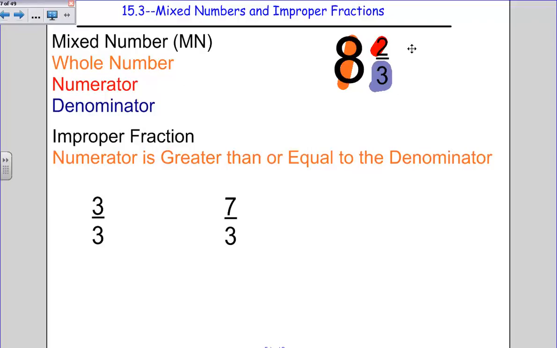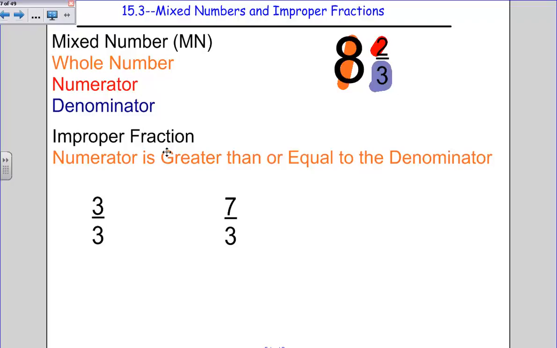A mixed number looks like this. So in a mixed number, the parts are a whole number. So I have a whole number of 8. I have a numerator of 2, and a denominator of 3. So I would say this is 8 2/3. So that's a mixed number.